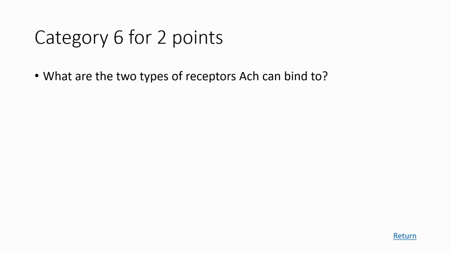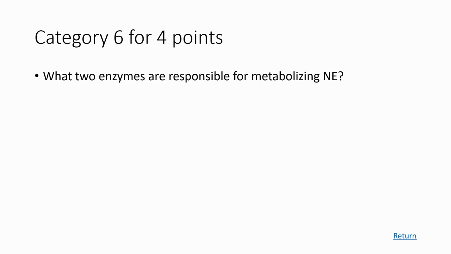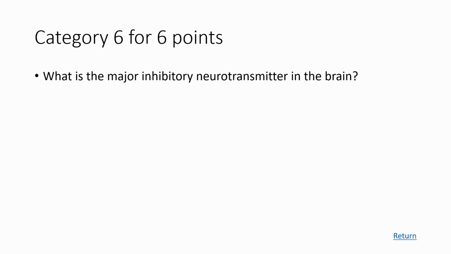What are the two types of receptors acetylcholine can bind to? Muscarinic and nicotinic. What two enzymes are responsible for metabolizing norepinephrine? COMT, MAO. Don't say MAOI. That's a drug, not a neurotransmitter or a metabolizer. Enzyme. What's the major inhibitory neurotransmitter?